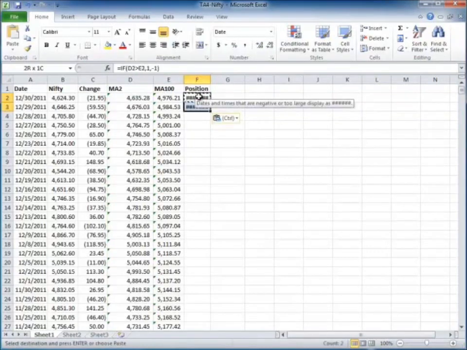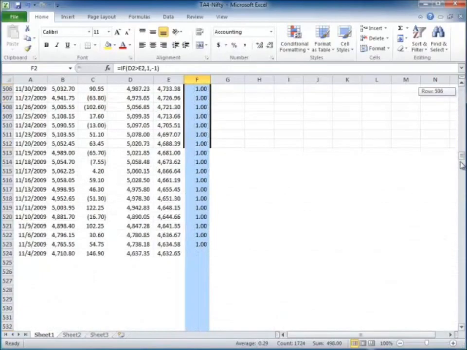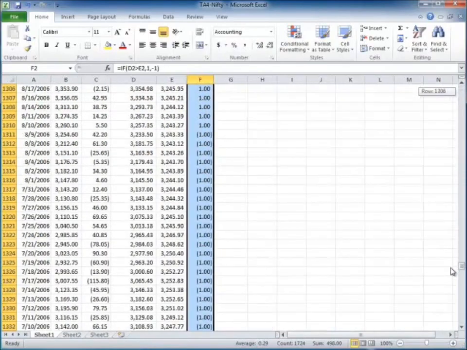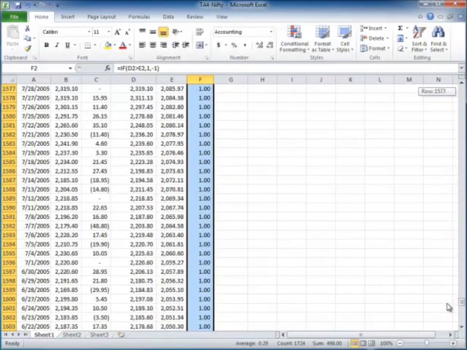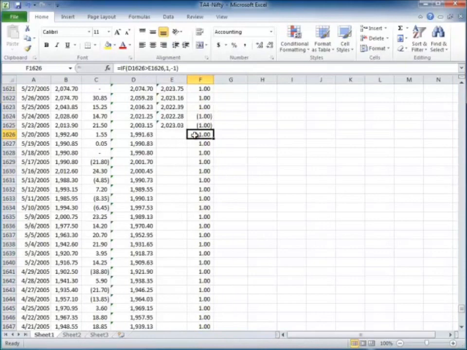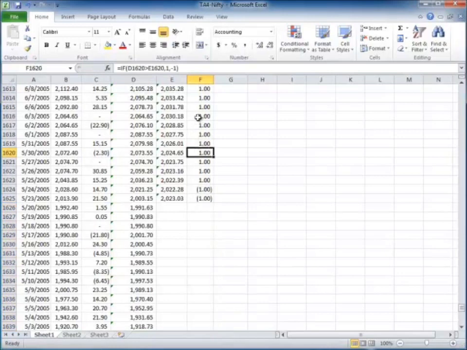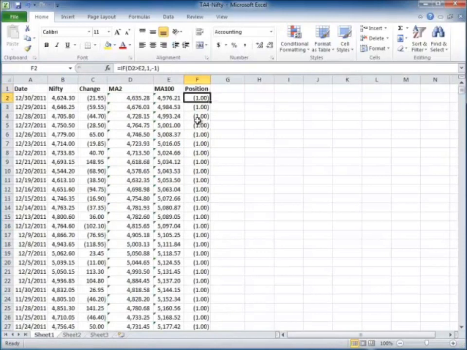Now I just want to wonder why this is showing like this. There we go. Let's now copy this all the way down. So we have ones and minus ones. Now I'm going to stop here, where the data stops for this one. So 1 means we've taken a long position, and minus 1 means we've taken a short position.